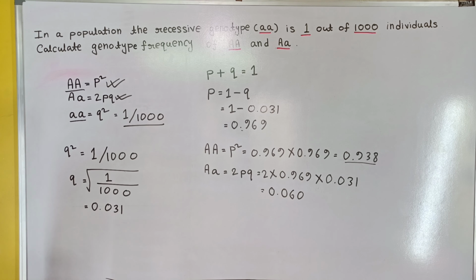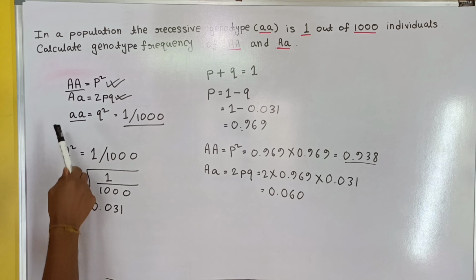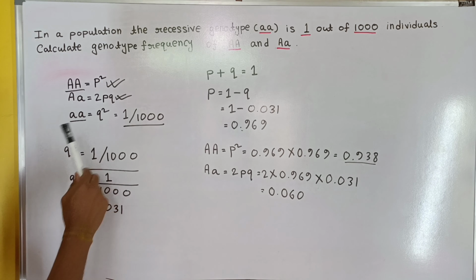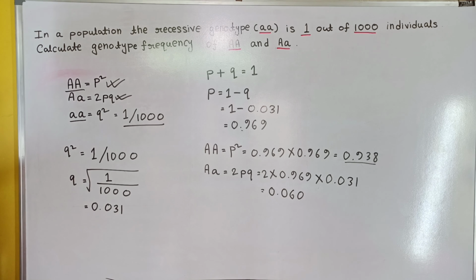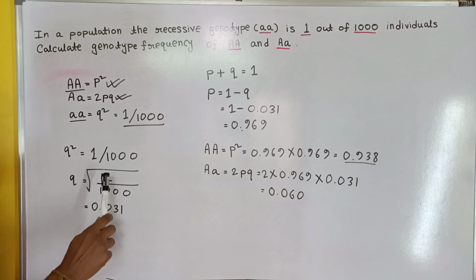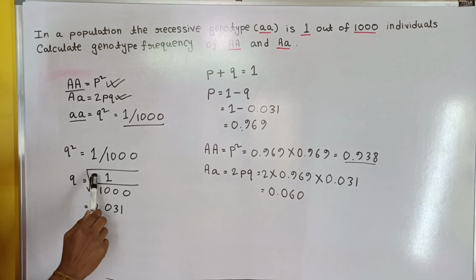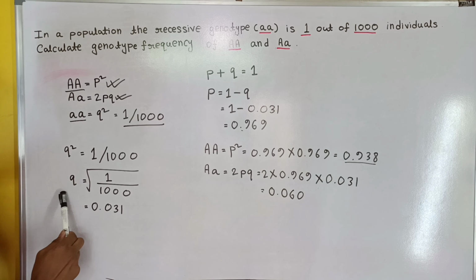So if I start from the beginning again, the genotype frequency of capital A is p square, capital A small a is 2pq, and small a is q square, and it is given that q square is 1 out of 1000, so 1 by 1000. So I have to find out only the value of q, not q square. So I wrote the root of 1 by 1000, and then I got the value of q.